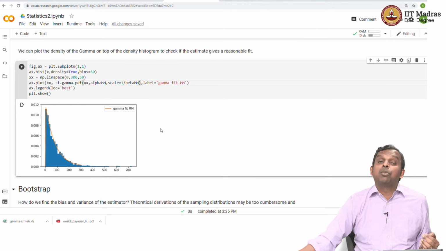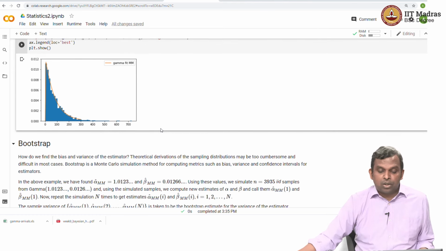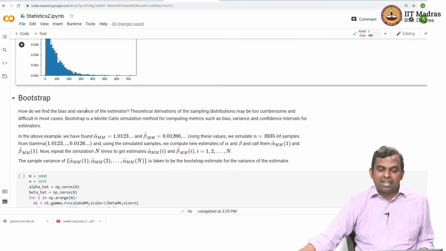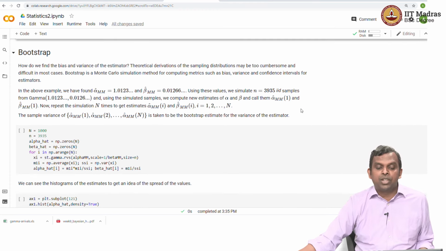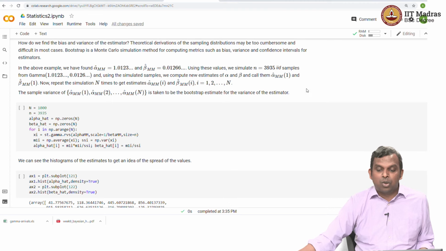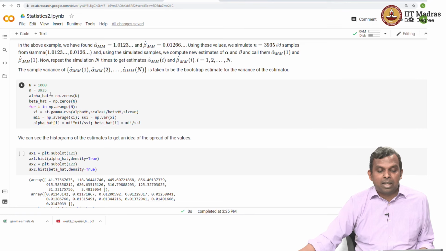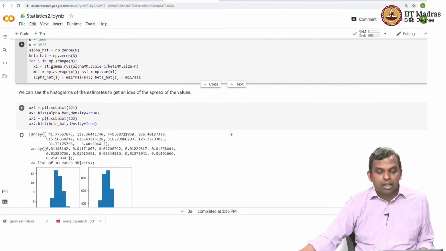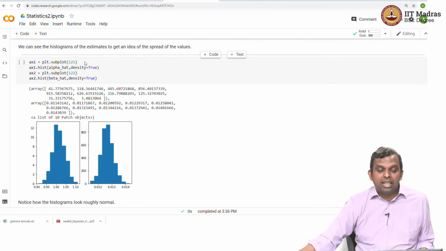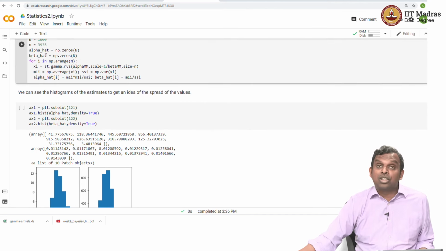The next thing you may want to do is confidence intervals, or find the bias and variance of this estimator. You can do Bootstrap, right? So Bootstrap is something I described to you earlier in the context of estimation in the geometric distribution. So here we are doing the gamma distribution, and I've described the method here, how you go about doing it, and you can see the Bootstrap algorithm here. So n is 1000, I'm doing 1000 samples of size 3935, I'm finding alpha hat, beta hat, and I'm storing all of those here. So just repeat it several different times. So this runs.